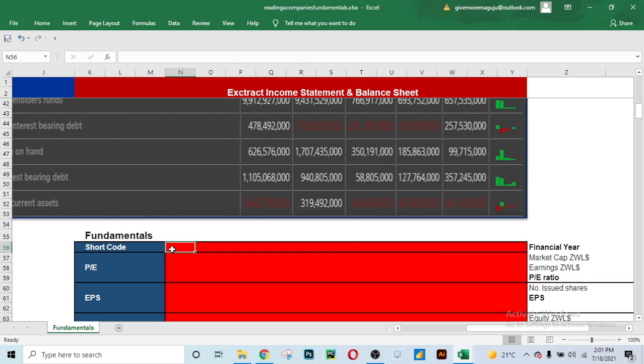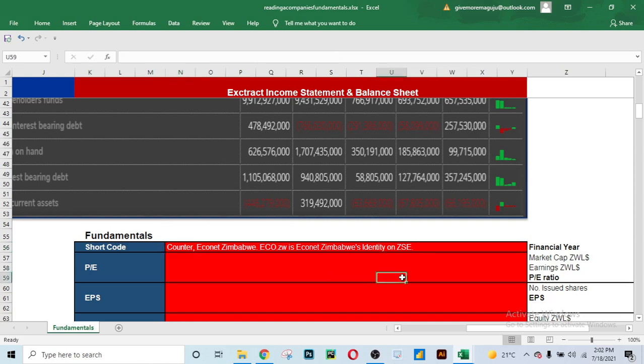So let me just first of all start by writing counter. I'm just saying counter ticker. So let me just say counter, and then here write Econet Zimbabwe. That's a counter, because it's listed on the Zimbabwe Stock Exchange. So let me just say here, eco.zw is Econet Zimbabwe's identity on ZSE. Okay, perfect.